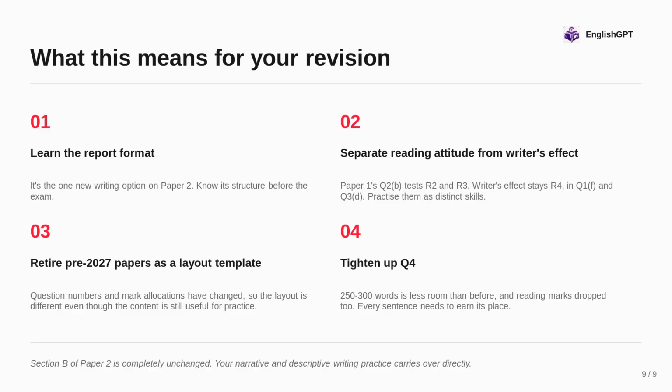To sum up, writer's effect on paper 1 went from 6 examples in 2 paragraphs to 3 examples on 1 extract, at the same total marks. The extended response lost a third of its reading marks, in addition to a shorter word limit. Both papers also gained a new short question worth 5 marks each that asks you to identify a writer's or character's attitude from the language, marked against different reading objectives depending on which paper you're sitting.